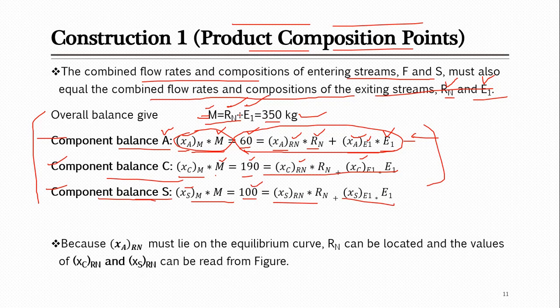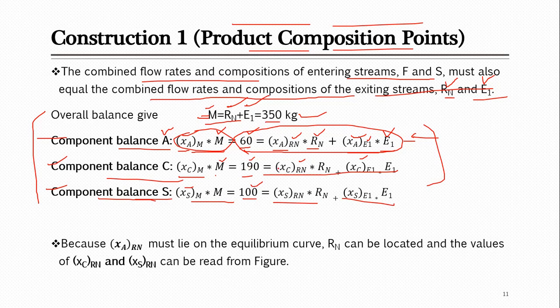How many variables? Just look, you have to find the values of Rn and E1. These are 2 variables. Then there are xA in the raffinate, xC in the raffinate, xS in the raffinate, and similarly these 3 components in the extract phase. So these are 3 and these are 3, 6, and these 2, 8. You have 8 variables and 4 equations. So it's not possible to solve this system unless you have some other information.